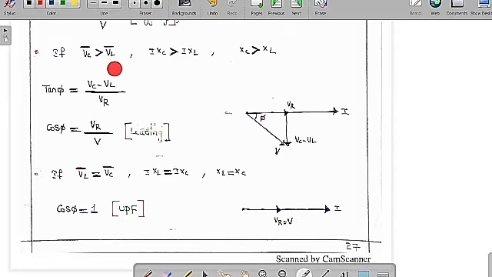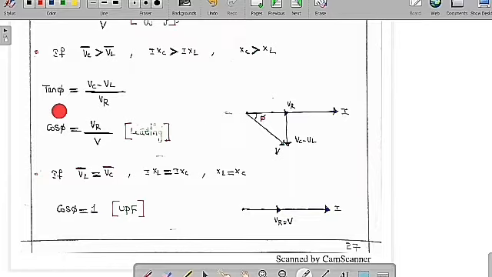Suppose Vc bar is greater than VL bar, meaning the downward vector is higher than the upward vector. Then the overall vector addition will be in the downward direction, which is Vc minus VL. If we do the vector addition of these two vectors, we get the overall supply voltage. Vc is equal to I into XC and VL is equal to I into XL. As I is a common part, we can cancel it, and we get XC is greater than XL. So definitely the current is going to lead the supply voltage, and we say this is a leading network or leading circuit.